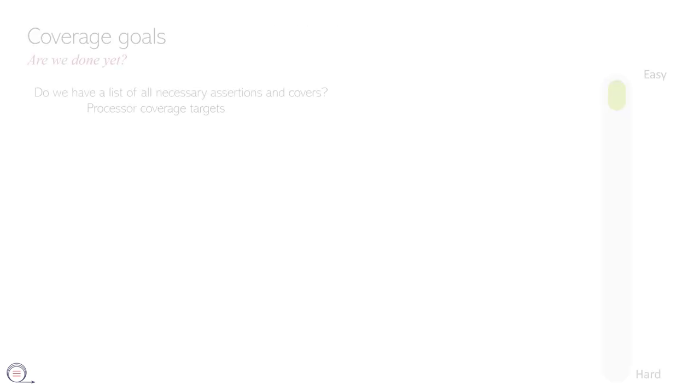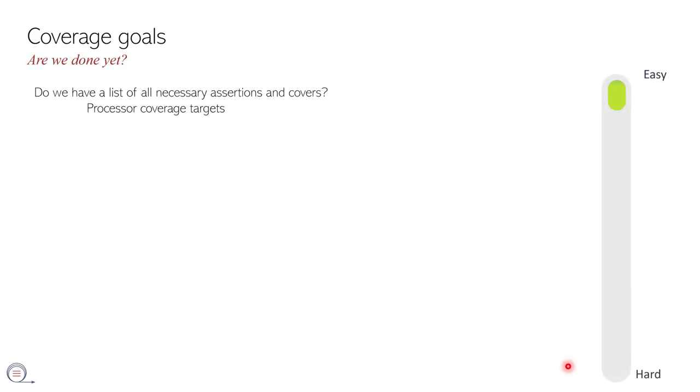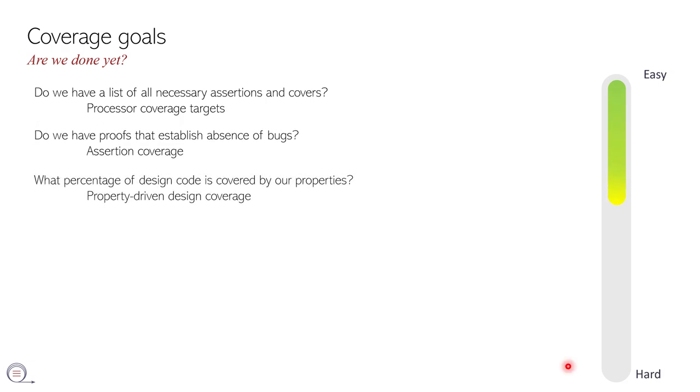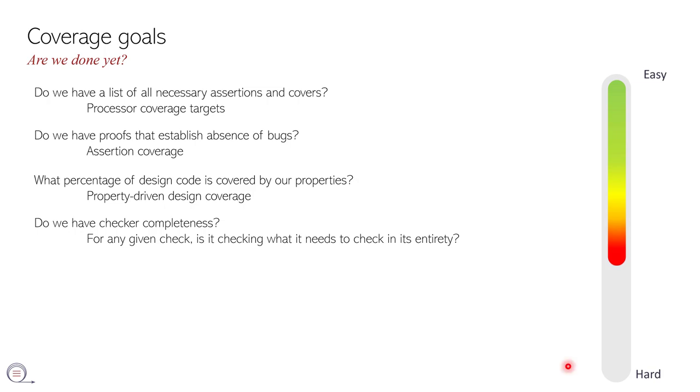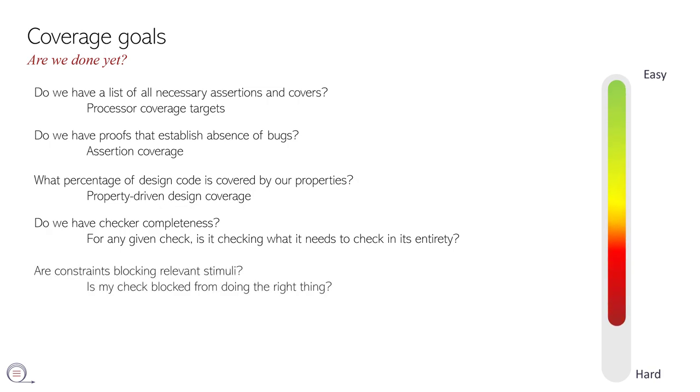So, coverage goals. What we are trying to establish is that anything we verify with our app on a RISC-V processor is sound and complete. To start with, do we have a list of all necessary assertions and covers, the processor coverage targets? Do we have proofs that assertions are actually doing the right job, so establishing absence of bugs? What percentage of design code is covered by our properties? Are our properties proving anything sensible, or are they just proving trivial properties? Do we have checker completeness for any given check? Is it checking what it needs to check in its entirety? Are constraints blocking relevant stimuli?